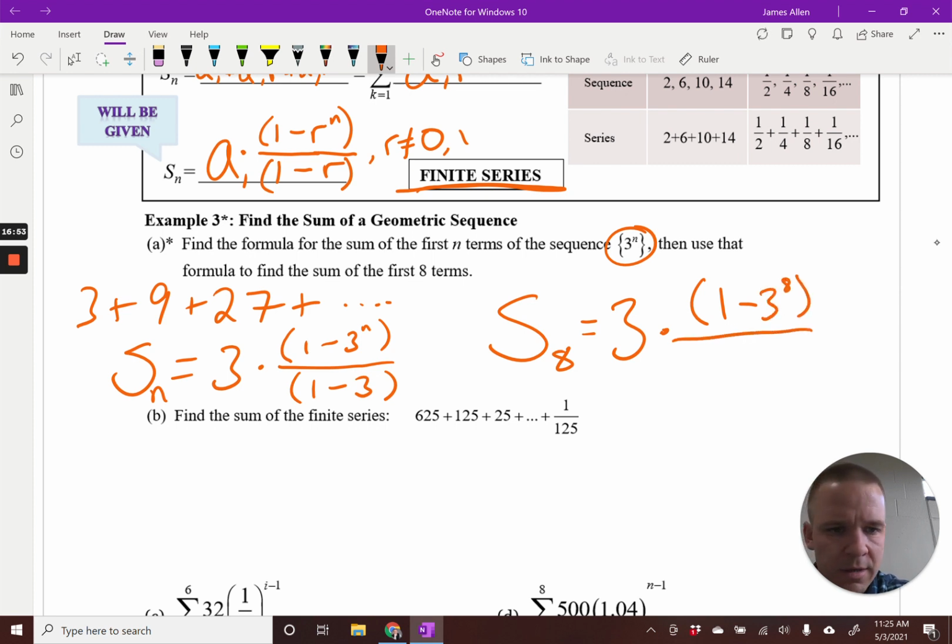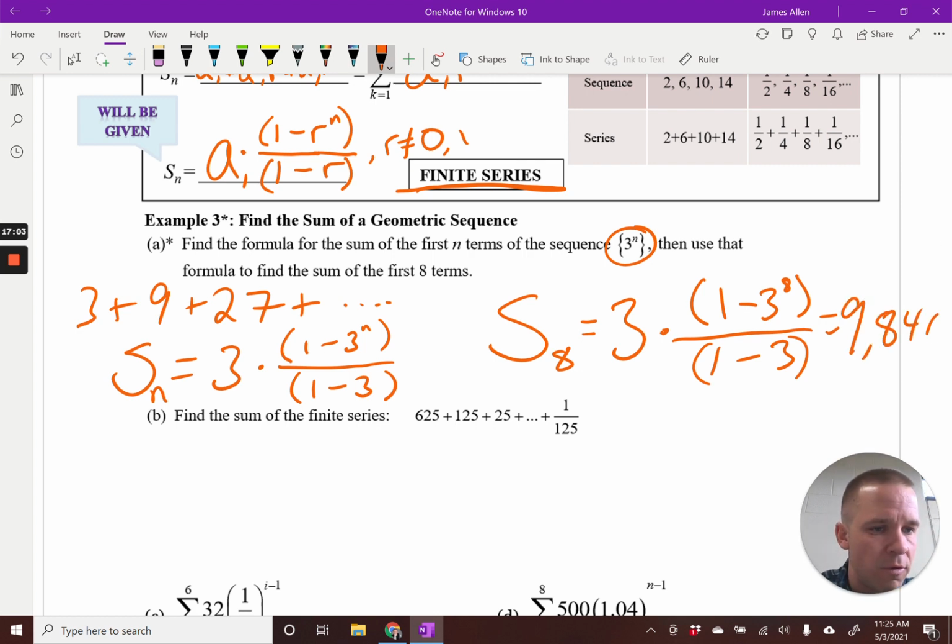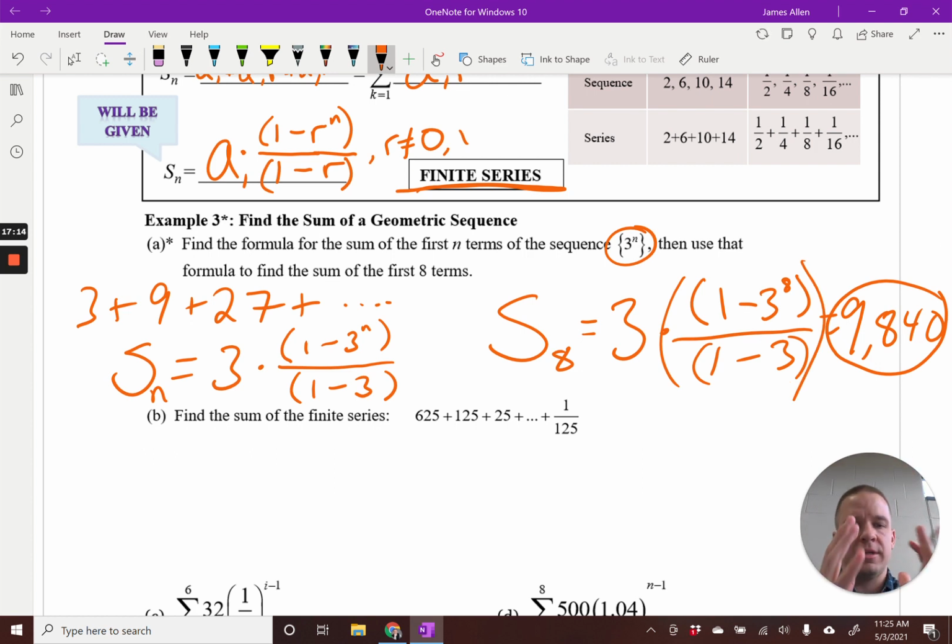And then I plug all this into my calculator. I end up getting 9,840 when we plug that all in. You might want to throw an extra set of parentheses in your calculator. Get that fraction done, then multiply it by 3. Awesome. Fantastic. Wonderful.